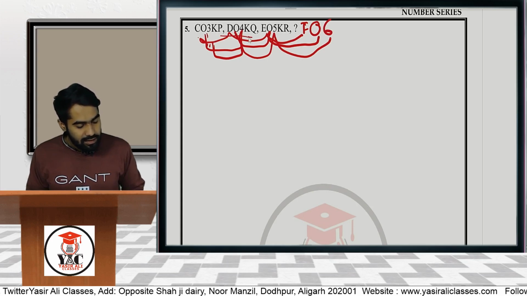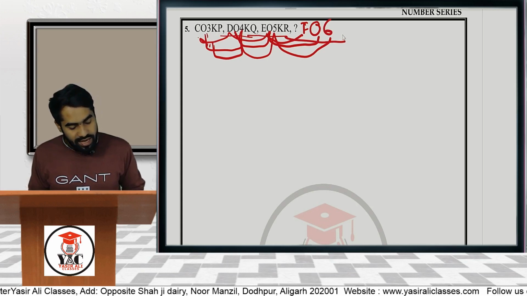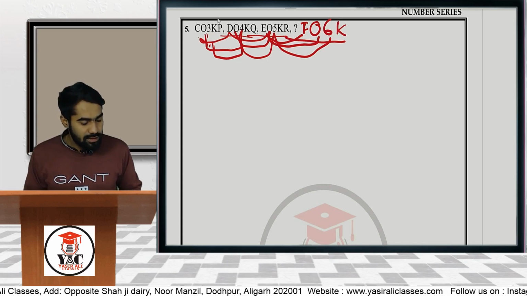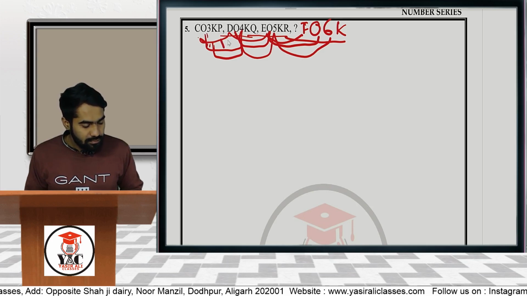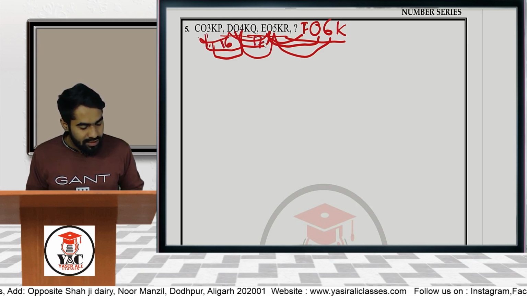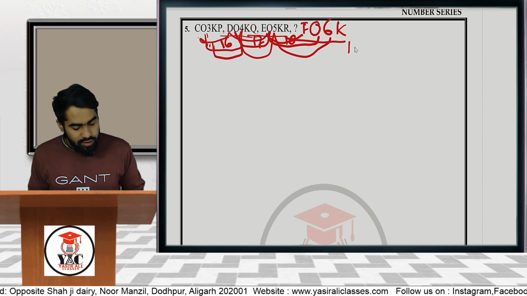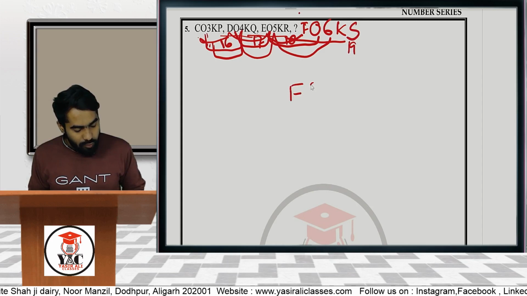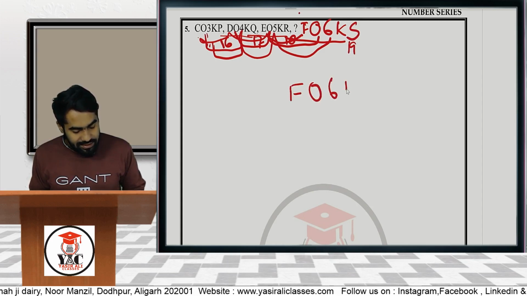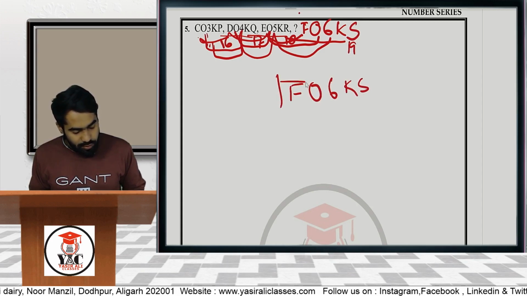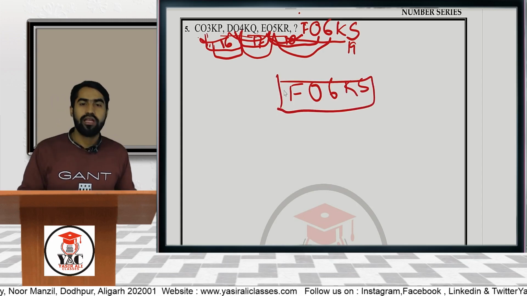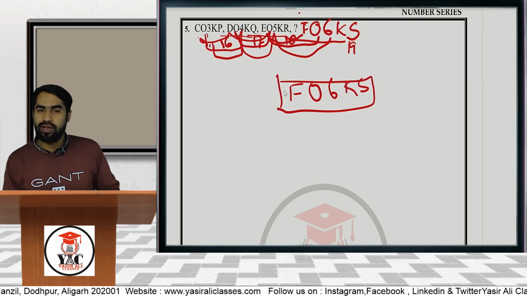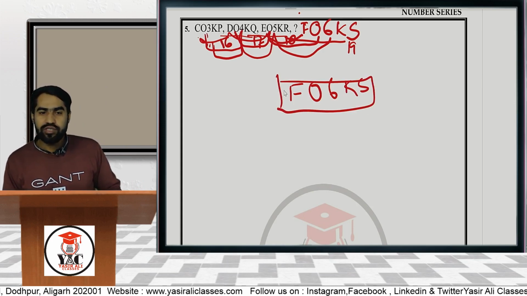Then K and the next K, so K is constant, there is no change. P is on 16, Q is on 17, and R is on 18. So we should come to the next, 19, that is S. So our answer is F O 6 K S. So this would be the right answer. Okay, so this is all about alphanumeric series. Now we are coming to the last one, that is continuous pattern series.